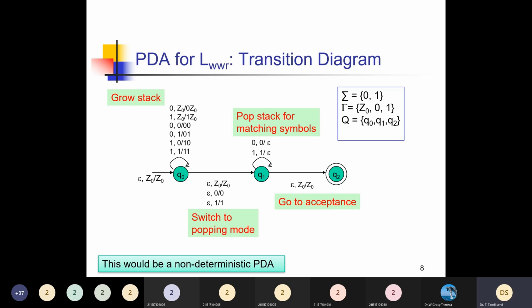So on reaching the final, there is no more input in the string and no more symbols in the stack. Then you can reach the final state and stop the process. Okay, so this is the transition diagram representation of PDA.